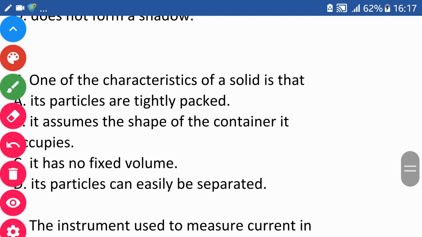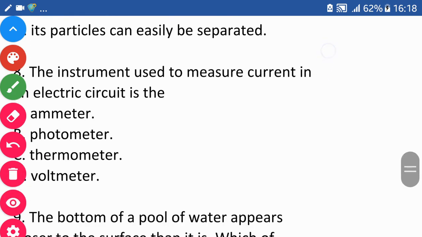One of the characteristics of a solid is that its particles are tightly packed. Yes. It assumes the shape of its container. No. It has no fixed volume. No. Its particles can easily be separated. No. So the answer is A. The instrument used to measure current in electric circuits is the ammeter. The ammeter is used to measure electric current.